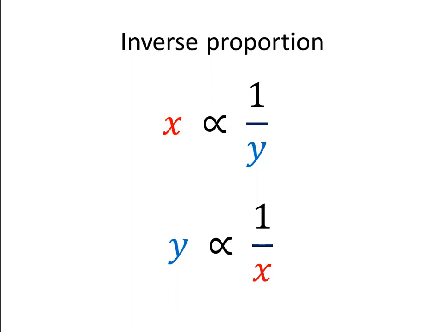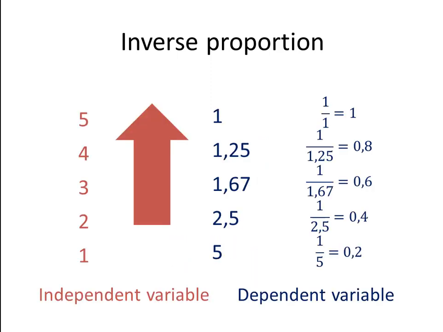We can represent inverse proportion mathematically as shown here. This is the proportion sign. Inverse means 1 over. So x is proportional to 1 over y, or y is proportional to 1 over x. When we say these in words, we would say y is inversely proportional to x. And in fact, that's the same as saying y is directly proportional to the inverse of x. Let's show that in numbers.